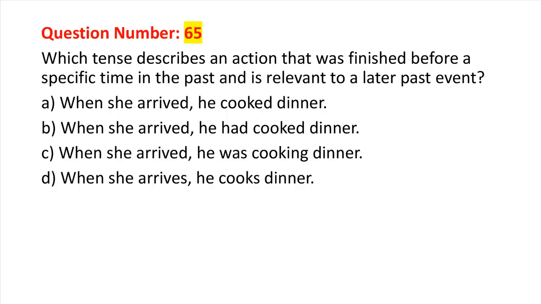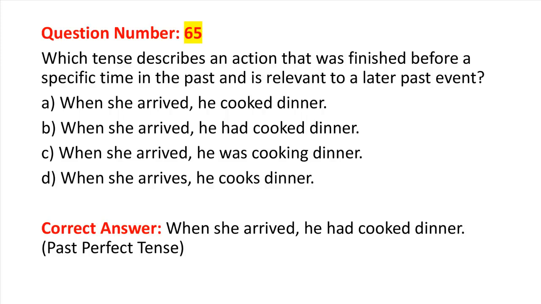Question number 65. Which tense describes an action that was finished before a specific time in the past and is relevant to a later past event? A. When she arrived, he cooked dinner. B. When she arrived, he had cooked dinner. C. When she arrived, he was cooking dinner. D. When she arrives, he cooks dinner. Correct answer, when she arrived, he had cooked dinner. Past perfect tense.